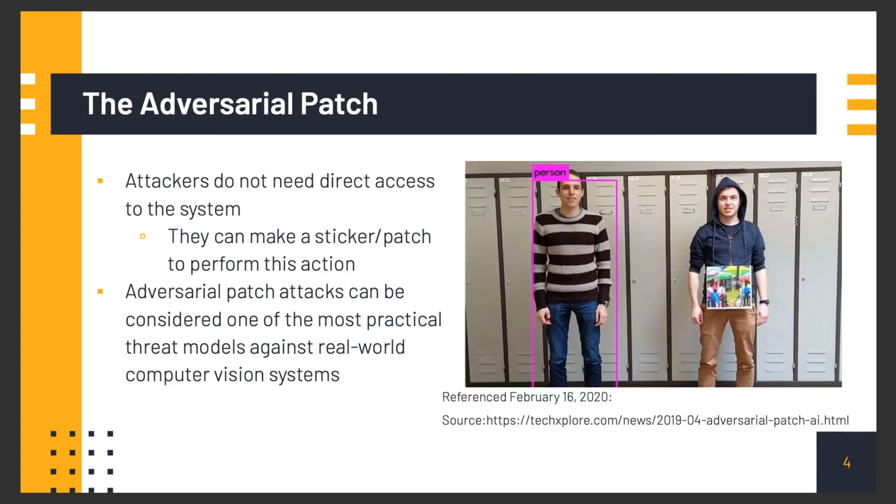Just a quick intro on the adversarial patch. It's gaining a lot of popularity because of its feasibility and practicality in real-world computer vision system threats, and attackers do not need direct access to the system. They can just use a sticker or a patch to attack these object detection systems. You've seen the pandas, obviously. And this is an example of how a system can recognize a person, but not a person with a patch.